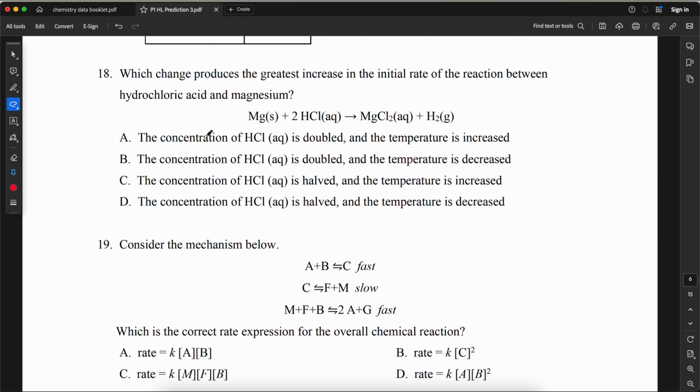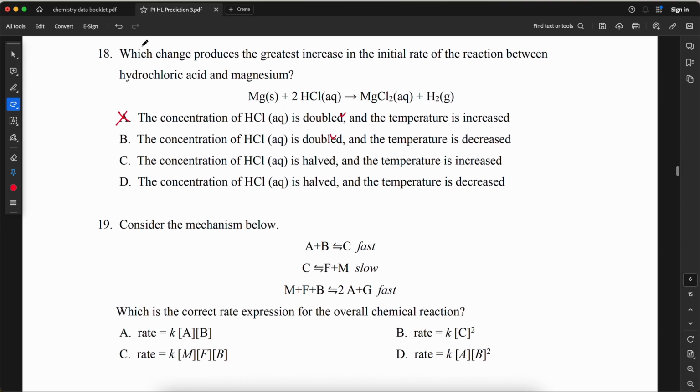Which change produced the greatest increase in the initial rate of the reaction between hydrochloric acid and magnesium? The concentration should be doubled, not halved, because halving will make the reaction slower, and the temperature should be increased. So it will have a higher frequency of collision.